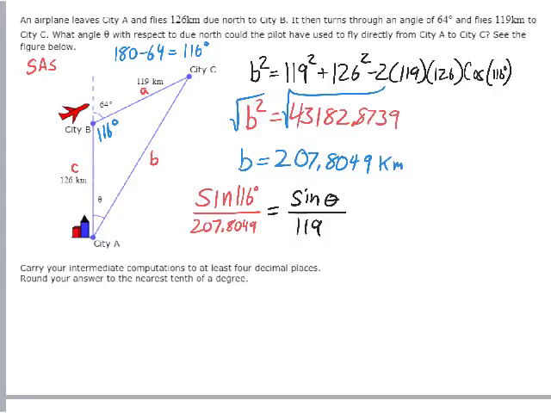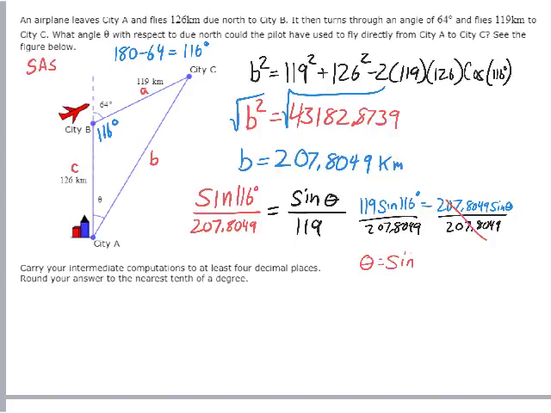So when I cross multiply, I have 119 sine 116 degrees is equal to 207.8049 sine theta. All right. We then are going to divide both sides to get theta by itself, or to start getting sine theta by itself. We're going to divide both sides by 207.8049. So that's gone. So what I now have is theta is equal to the inverse sine.